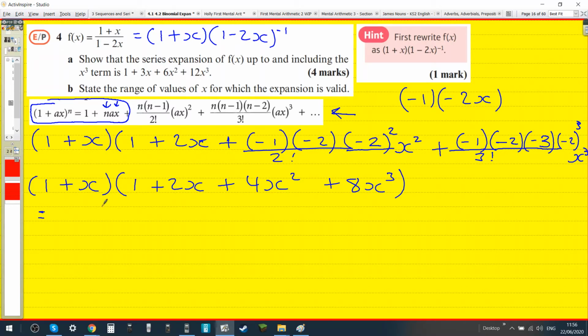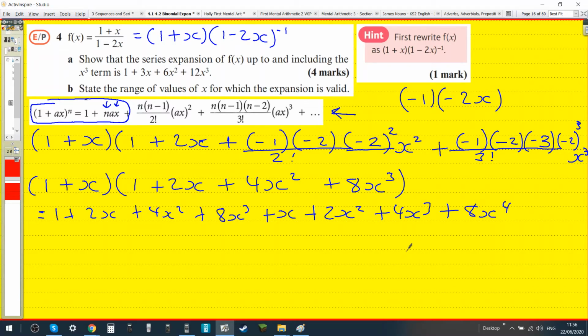1 plus 2x plus 4x squared plus 8x cubed, plus x plus 2x squared plus 4x cubed plus 8x to the power of 4. Simplify. Simplified, that would be 1 plus 3x plus 6x squared plus 12x cubed and plus 8x to the power of 4.